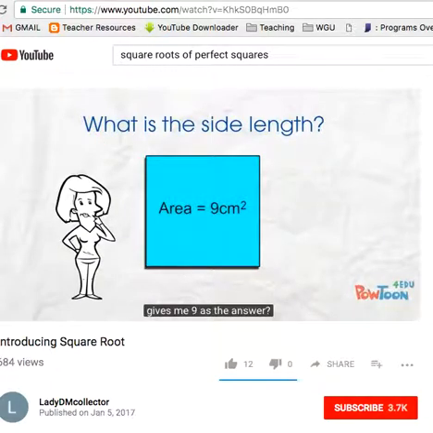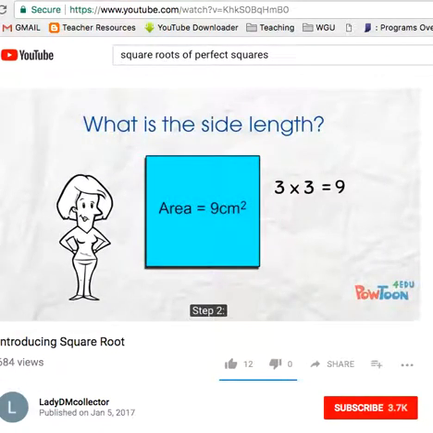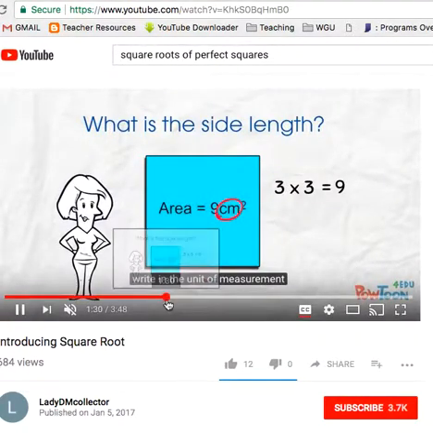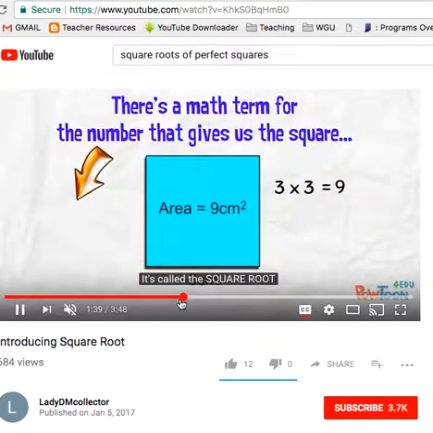So then, of course, she figures out that it's 3. Aha! There she is, 3. 3 times 3 equals 9. Then she talks about finding the unit of measurement, but we might skip ahead a little bit because we're not going to focus as much on measurement, but it's good to know.